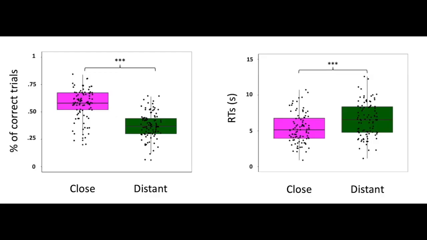As a result of this work, at the behavioral level, we can observe that participants performed better in the close trials compared to the distant trials. We can observe a higher accuracy and also lower reaction times in the close trials compared to the distant trials, which validates our hypothesis. Then, at the brain level, we observed that the different measures of the CAT task were predicted from the individual's pattern of brain functional connectivity.